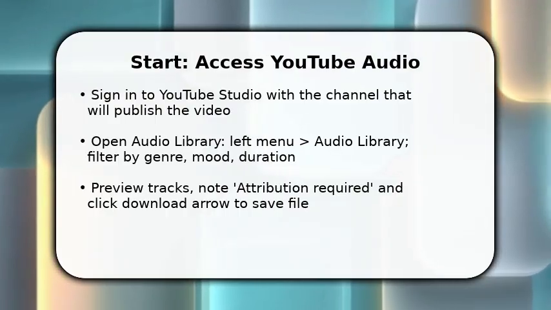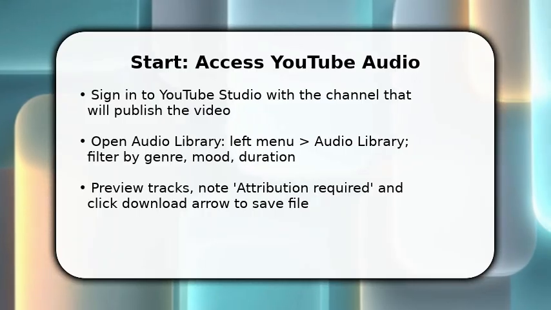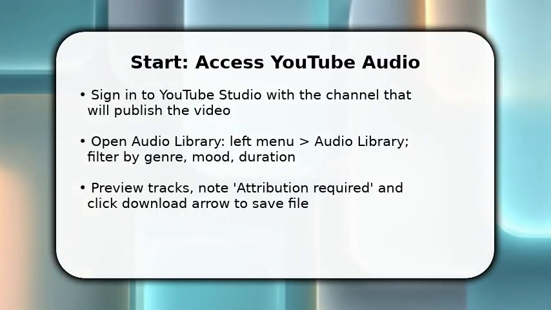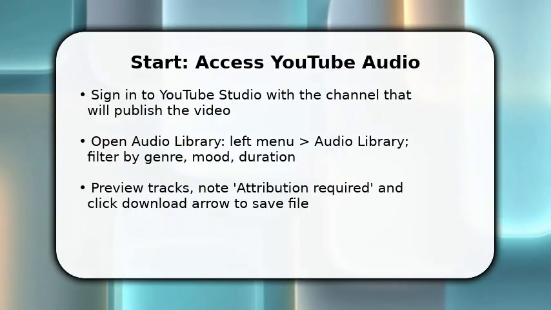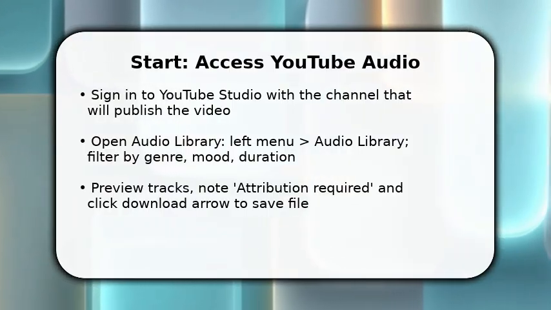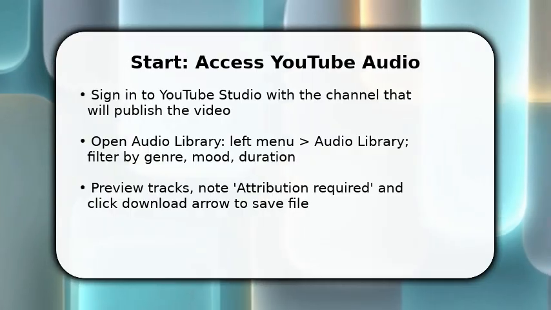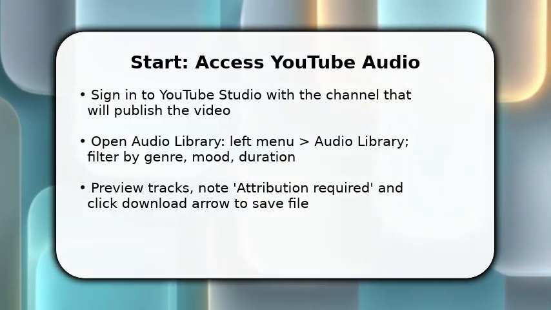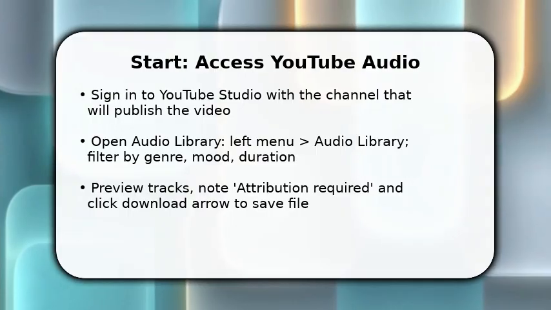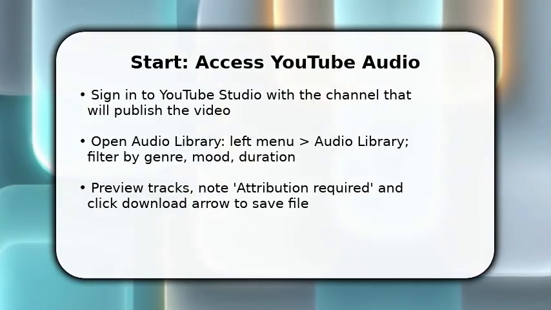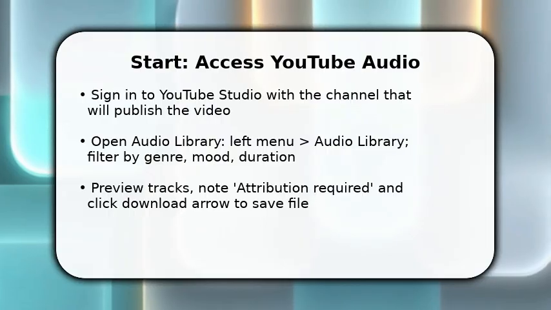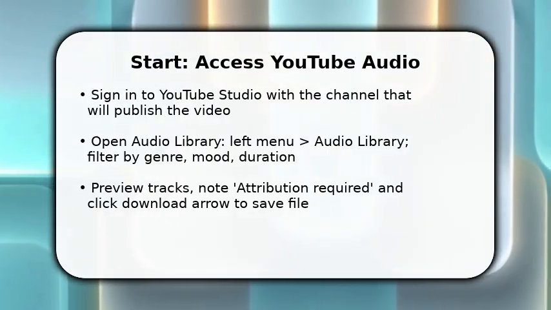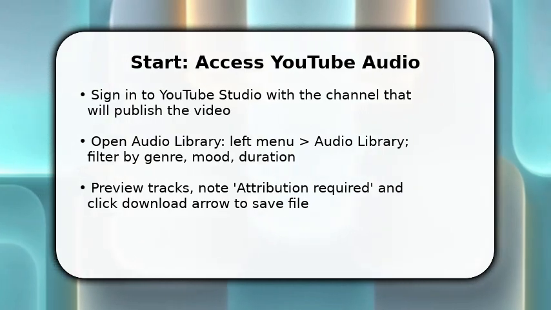You sign into YouTube Studio and go straight to the audio library. That gets you the tracks you can legally use. First, filter by duration, mood, or license to narrow choices quickly. Once you find candidate tracks, preview them at full length to confirm pacing. Make sure to check the label that says Attribution Required or YouTube Free so you know obligations. Then download the MP3 or WAV file to a dedicated project folder so it's ready for the editor.